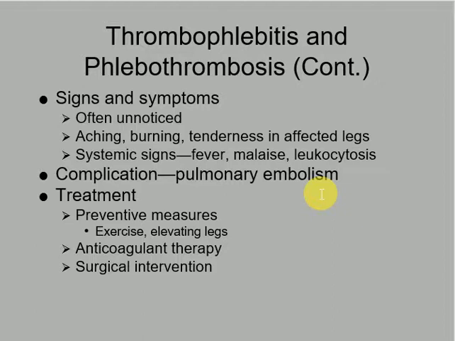Phlebothrombosis is thrombus in the veins without inflammation, before the inflammation. Thrombophlebitis is thrombus after the inflammation. In both cases, there's thrombus in the veins anyway. And as I explained, it will go to the right side of the heart and get stuck in the lung, and this is called pulmonary embolism. Any systemic embolism, which is anywhere else, cannot be in the veins. It should be somewhere after the lung, the pulmonary veins or the left side of the heart.